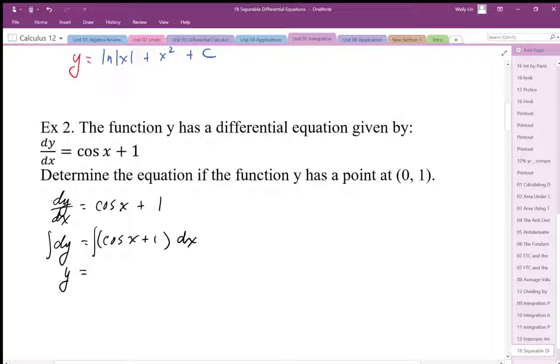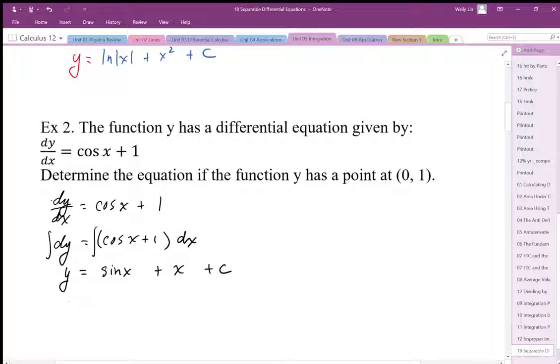I end up with y on this side, and then I'm going to anti-differentiate this side. So I get sine x plus c. So this is what we call the general solution to this differential equation. A whole bunch of lines that have this form have slopes that are generated by this formula. Now, I want a specific one. I don't want just any line that has this shape. I want the one that goes through this specific point.